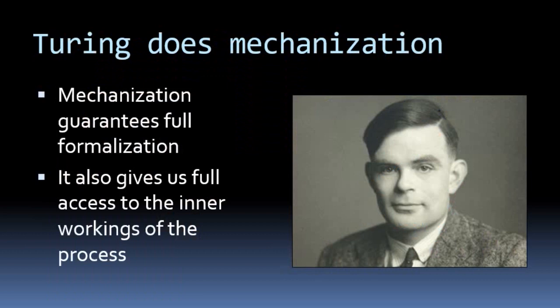Mechanization guarantees full formalization. Sometimes it can look like you formalized a thing, but you didn't. You just thought you did, because there's a little homunculus running around somewhere in your formalization. But if you can mechanize something, if you can build a machine that does the thing, then you've guaranteed that you haven't committed the homuncular fallacy anywhere. You've created a machine that goes through every step.